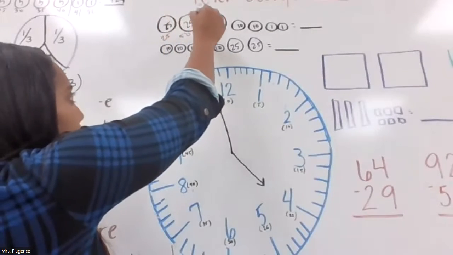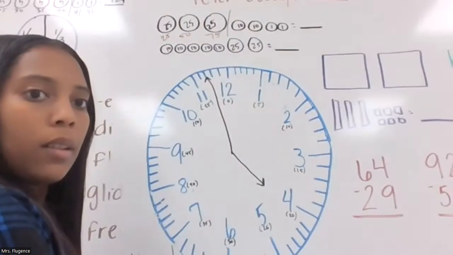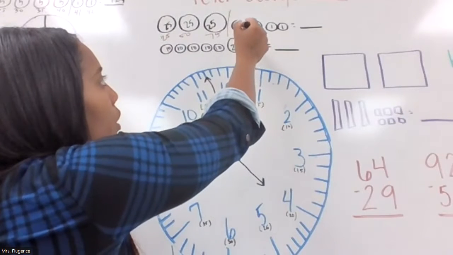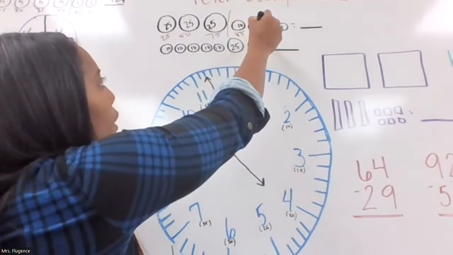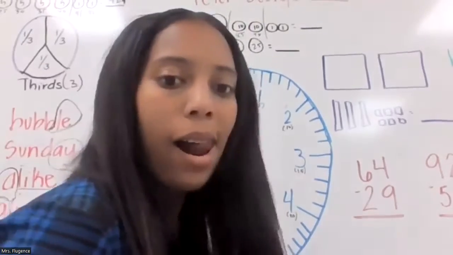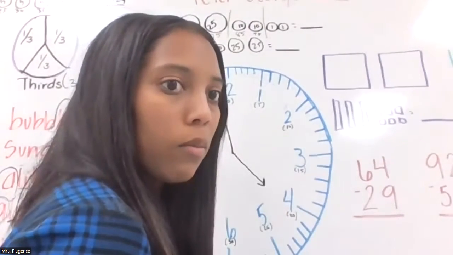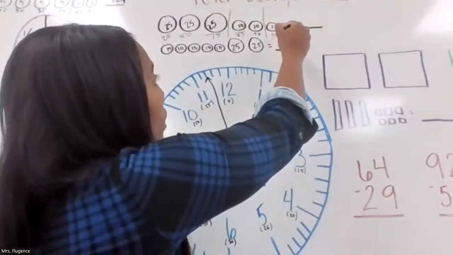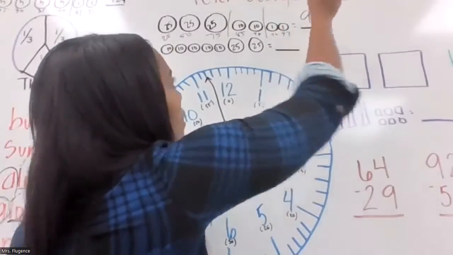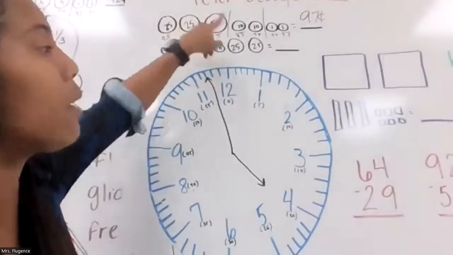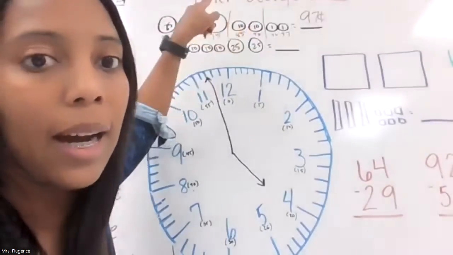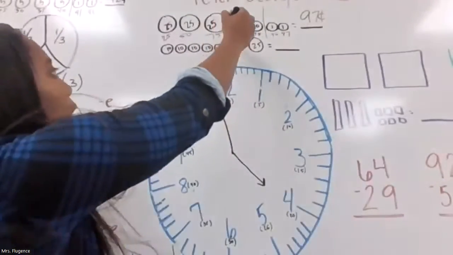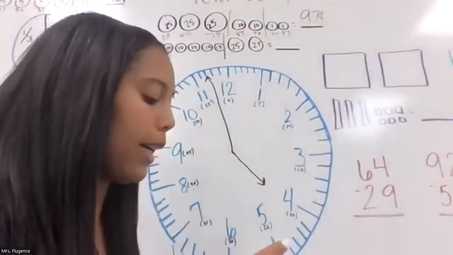Okay, so 25, 50, 75. Then we jump to 10s, 85, 95. And two pennies is 96, 97 cents. It looks like you're counting my 5s. Okay, anybody want to do this for us?